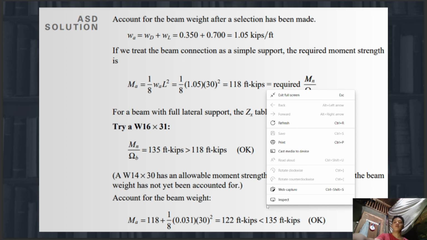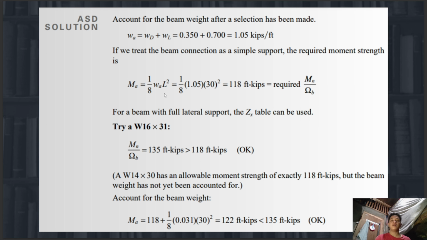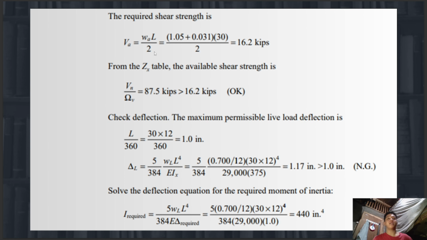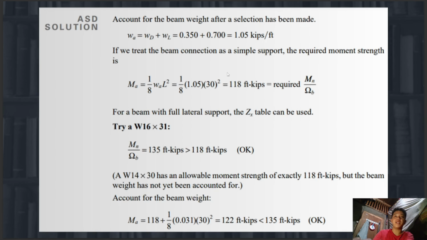So, the required shear strength is VA is equal to WA times L over 2, ang katong total factored load over 2. So, ano yun? Kaya 1.05.